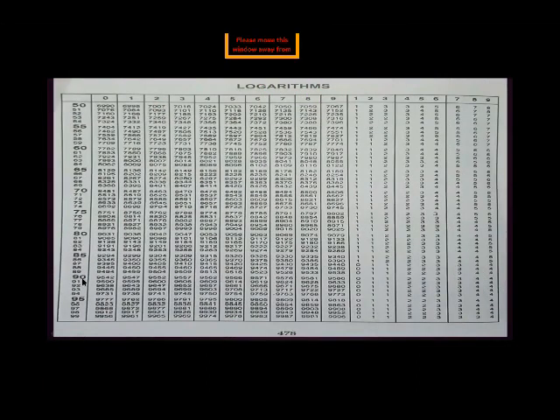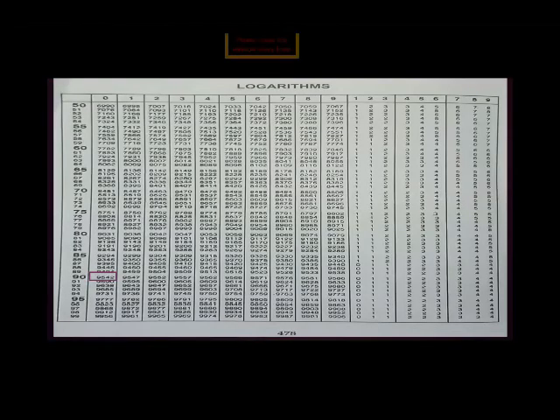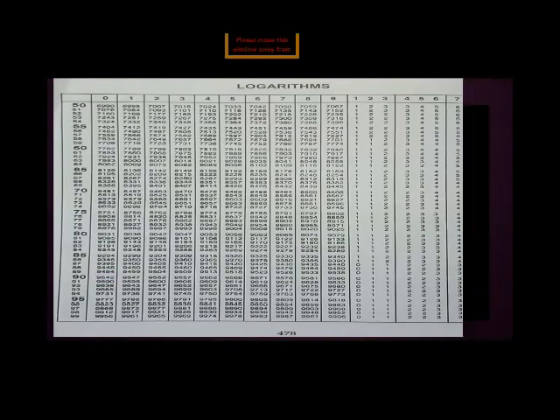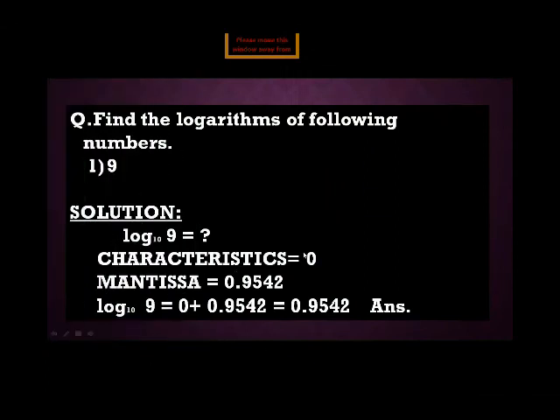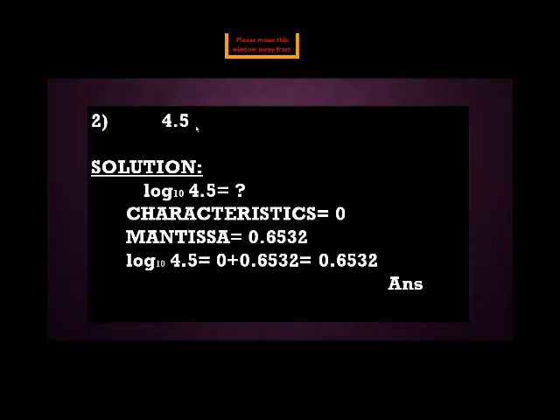Which value will we consider? 90, in this column of 90, we will see 0. For 900 we will get 9542. So when you add the characteristic with the mantissa, you will get 0.9542.